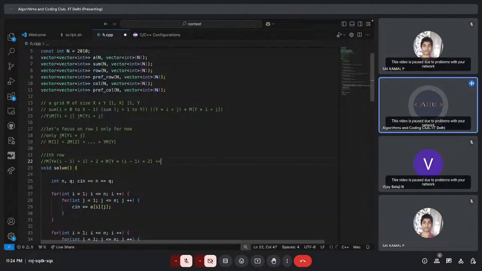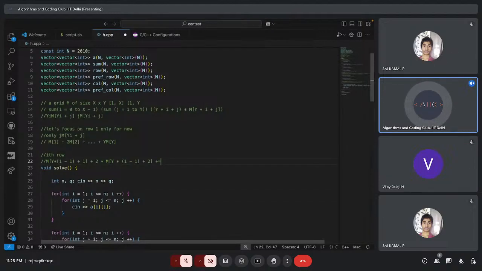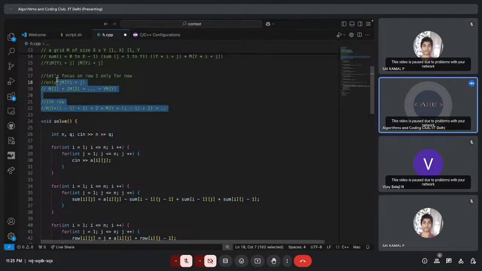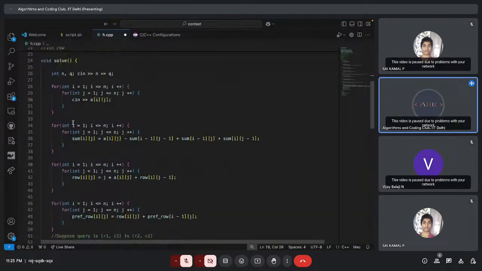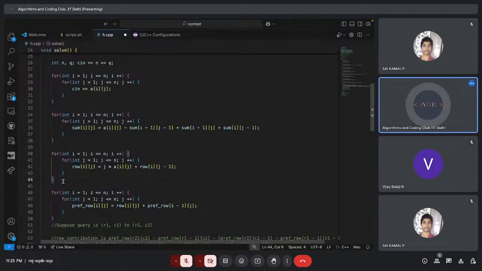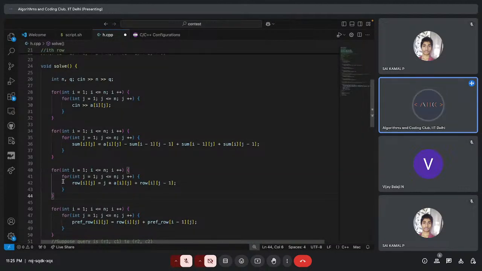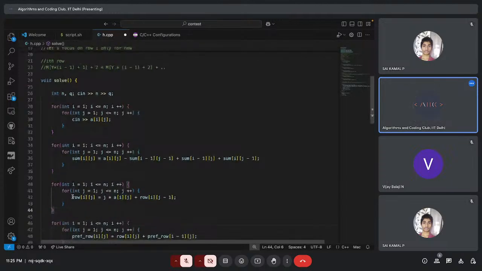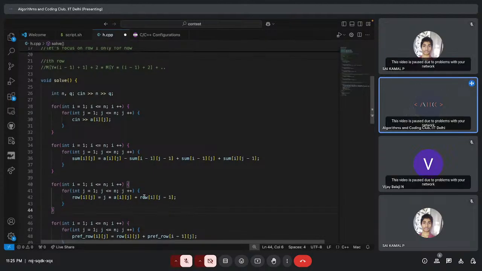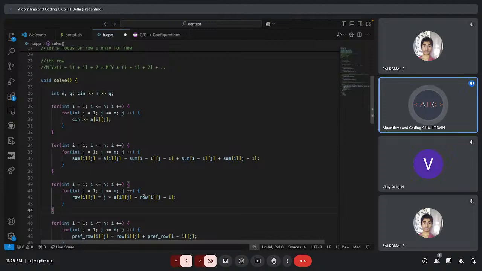So let's find this contribution first, where we are fixing the row and we are varying the columns. So that's what I did here. So this does the same as the above. So for the entire grid, I did this calculation. So row ij is equal to j times aij plus row ij minus 1, because we have fixed the row index, we are just varying the column index. So this naively finds the row contribution.